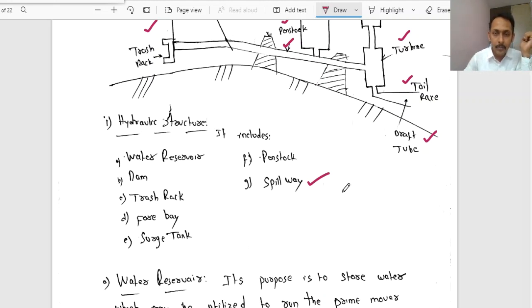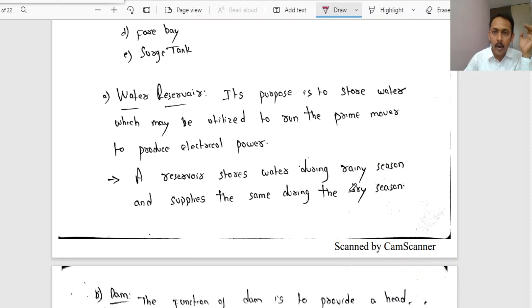If we observe, the purpose of the water reservoir is to store the water. In order to store the water, we need a reservoir. In order to run the prime mover and to produce the electrical power, this storage of water is required. That storage point we call the water reservoir, which stores the water during the rainy seasons and supplies the same during the dry season.